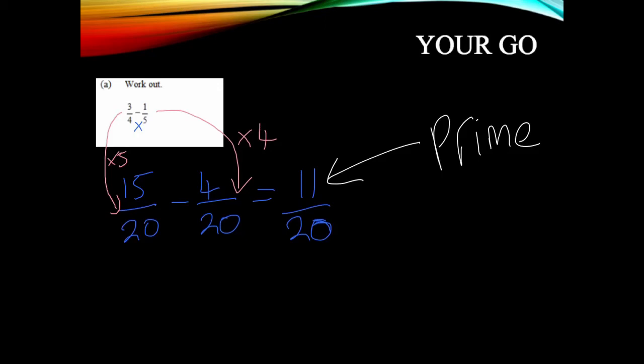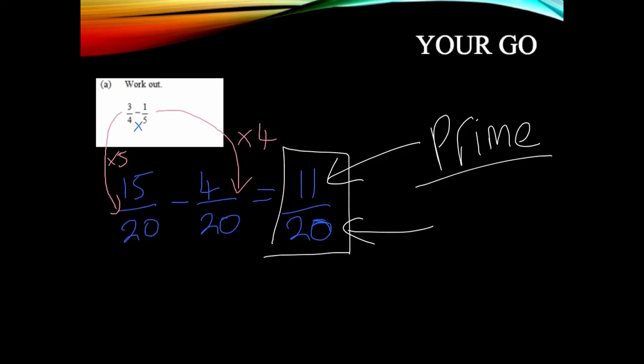Okay, another one of these key words that we use all the time. I know that nothing else goes into 11 apart from 1 and 11. So there's no point in trying to simplify it down anymore, because I know that 1 goes into 20, but 11 doesn't go into 20. And therefore, the only thing that I could divide 11 and 20 by to cancel down is 1. And that makes no difference. So 11 over 20 is in its simplest form.